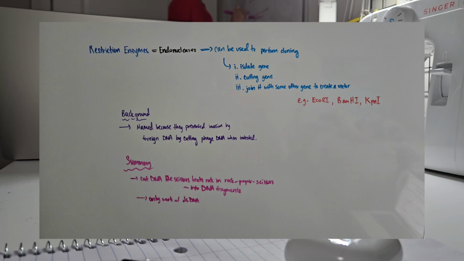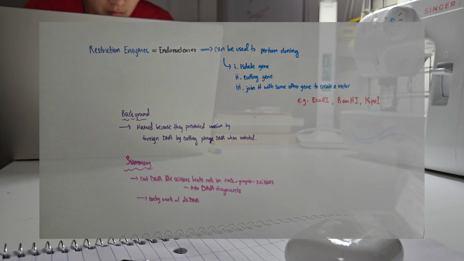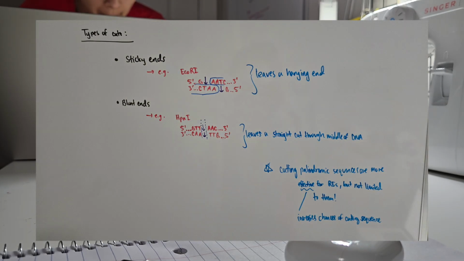So basically, REs cut DNA into DNA fragments. And this only works with dsDNA, okay? So REs can make two types of cuts that I have learned so far. One is a sticky end, or basically just a hanging end.